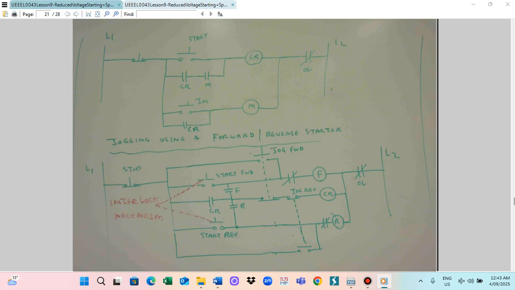So I give you the forward reverse starter, jogging and starting circuit. The jogging circuit is utilized for the forward reverse starter. When you press the start, the CR is energized, so CR will close. But in this case, you have to press the jogging switch. Jogging switch on, so we start the motor, and this M also will energize. So M energizes, and the motor will run. This function is for only one direction of movement.